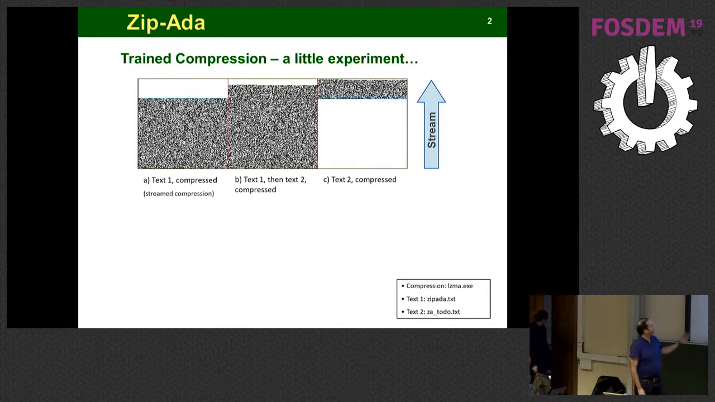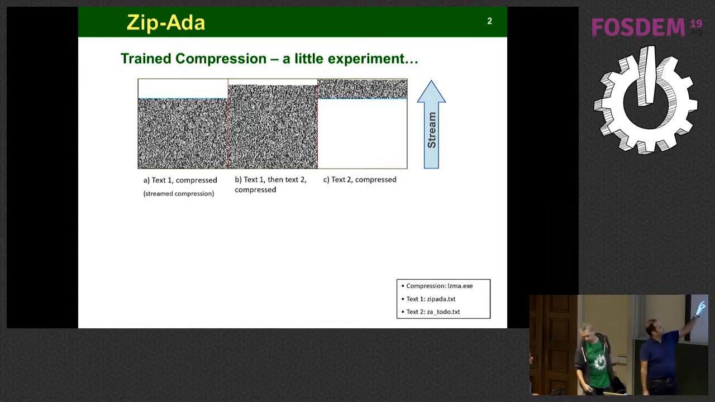Now we begin with a small experiment. First, we take a text and we compress it. So you have a bunch of random bits shown with pixels. And then you concatenate text 1 and text 2, and you have a bit larger bunch of bits. And the third one is only text 2 compressed. As you have guessed, the compression of the part above, text 2 after text 1, is better than text 2 alone, because the algorithm has learned something from text 1. Of course, text 2 is similar to text 1. It's why it works. Otherwise, it would be the other way around.